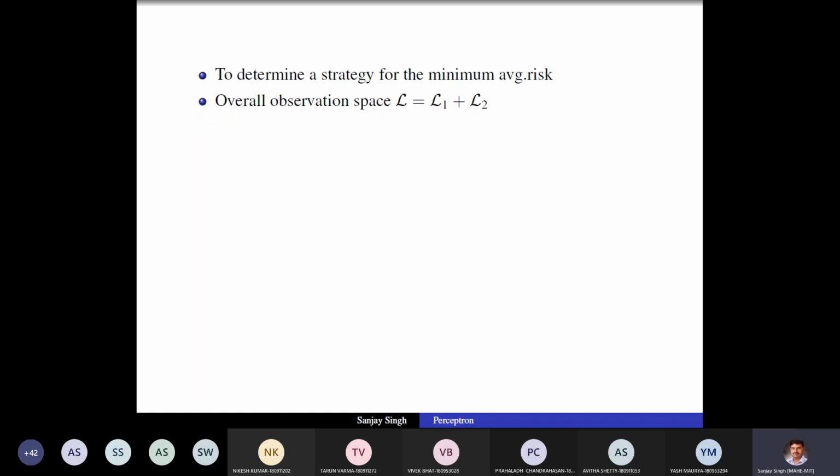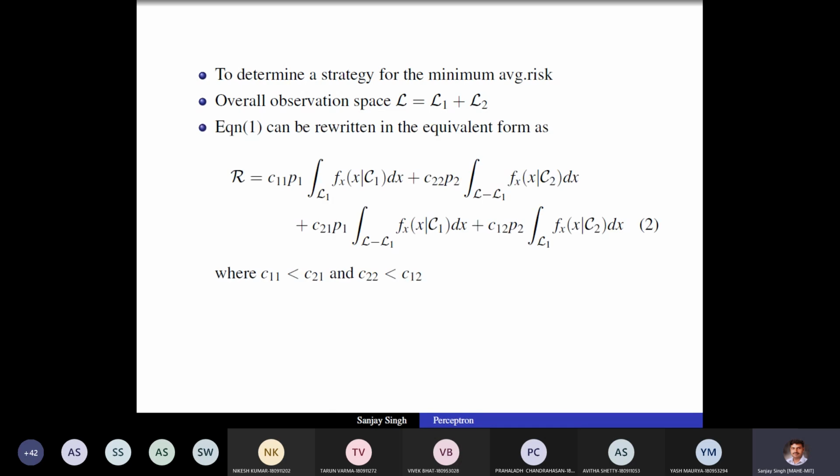So I'm calling it L, equal to L1 plus L2. When I say L1, it means in the observation vector space L1, all the data belonging to class 1 lie, whereas in the observation vector space L2, all the data belonging to class 2 lie. And the combined thing I'm putting as the observation space L. Now equation 1 can be written in an equivalent form.